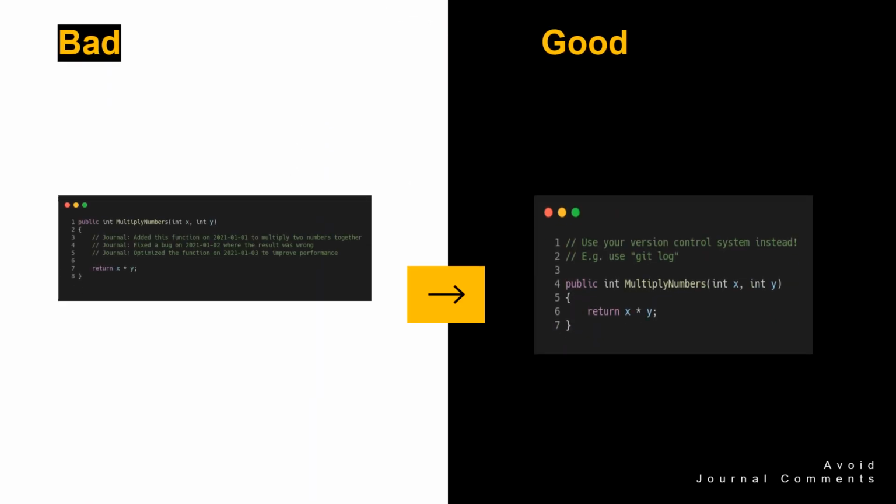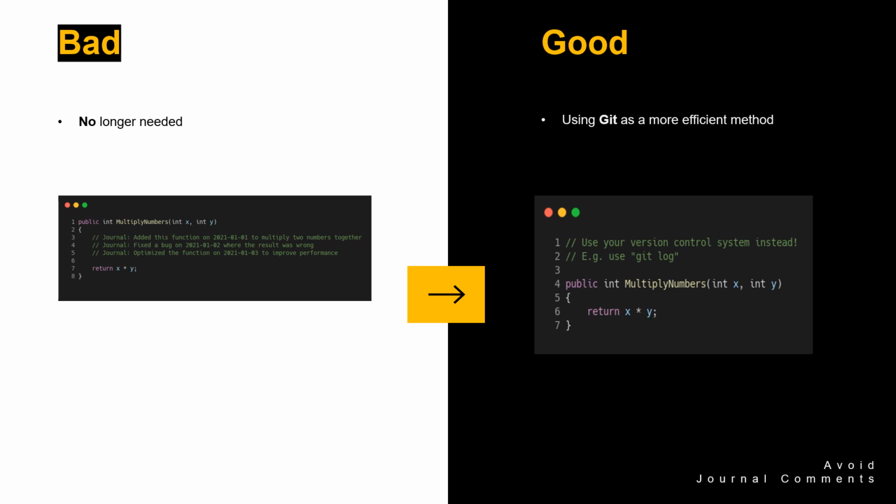Never make any journal comments. Use your version control system instead. In this example, the journal comments above the function provide information about the history and evolution of the function, including when it was added, when bugs were fixed, and when it was optimized. These comments may have been useful at some point, but they are no longer needed because the codebase is being managed using version control. With version control, it is possible to track the history and evolution of the codebase using a more efficient and effective method.